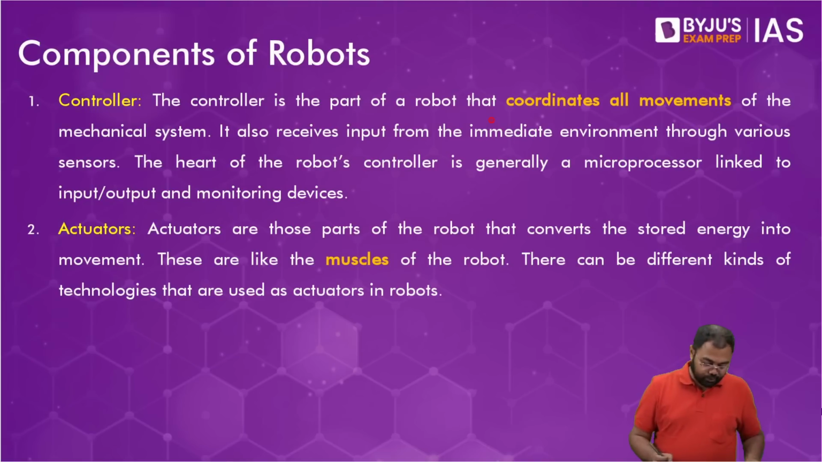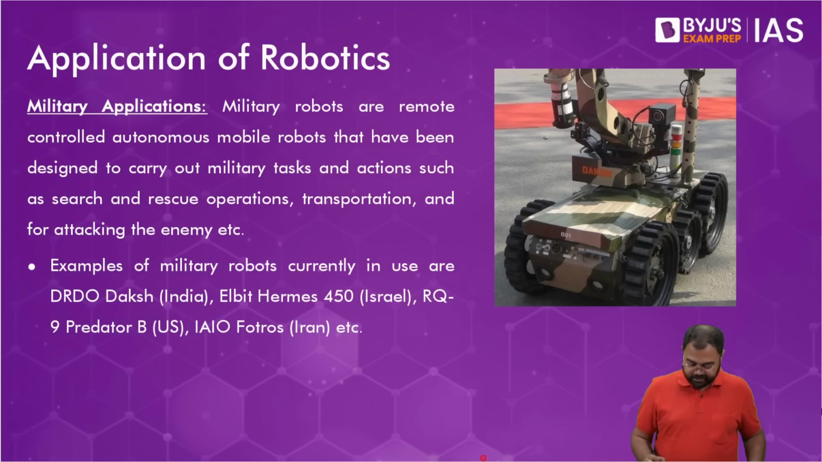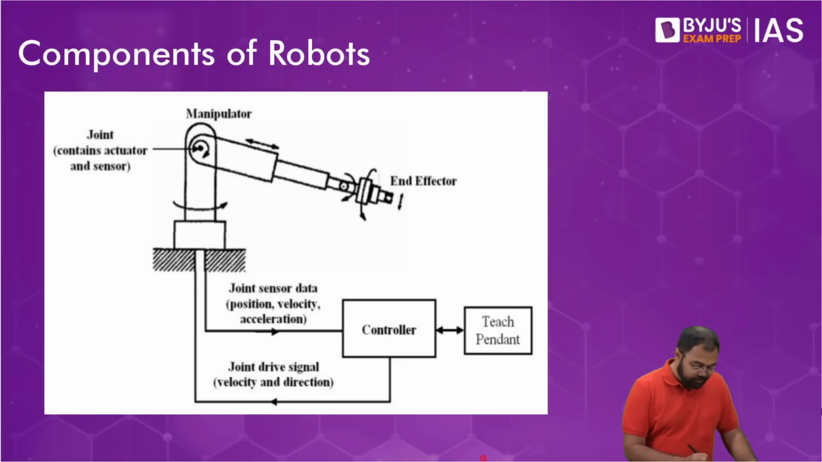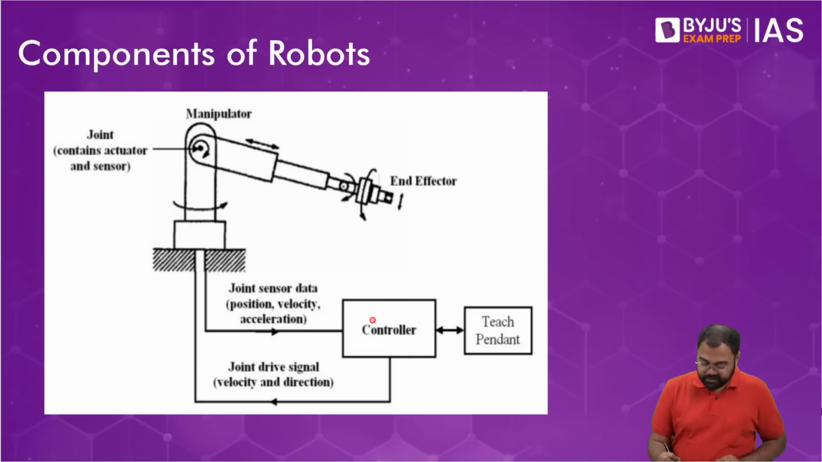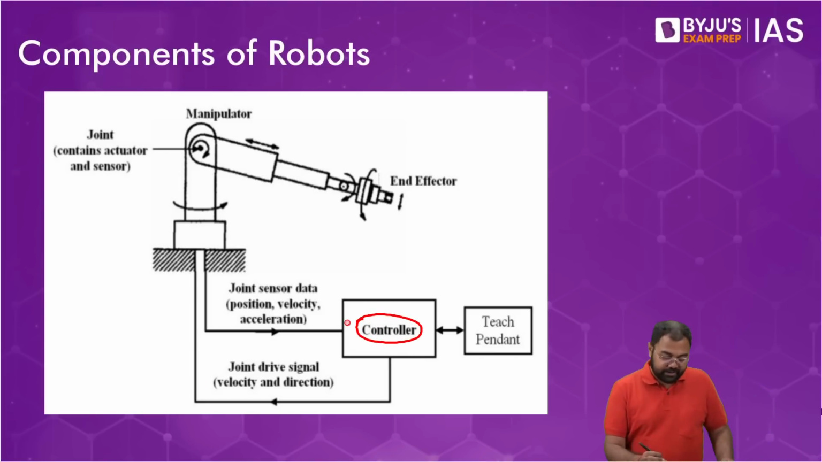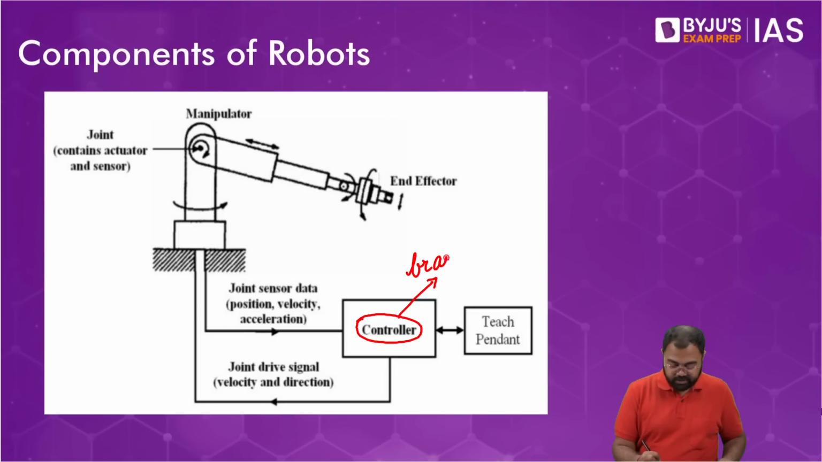So coming to robots, when we talk about a robot, a robot basically has these basic components. These are said to be the components of robots. What are the components? First and foremost, we have the controller. The controller of the robot is like the brain. In a way, we can say that this is the brain of the robot.